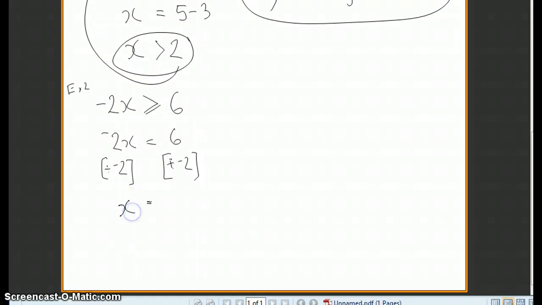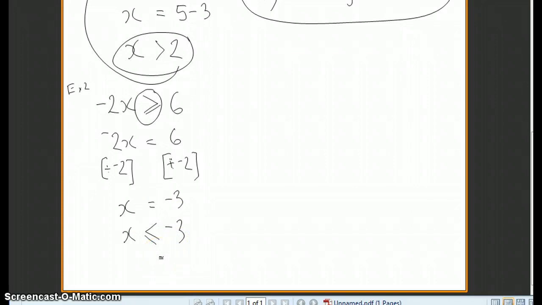Solving as per usual would look like this. 6 divided by negative 2 is negative 3. However, my answer isn't an equal sign. That's just what's going on in my head. My answer is an inequality, and instead of copying the original sign, I have to swap it over and make it a less than sign of negative 3.